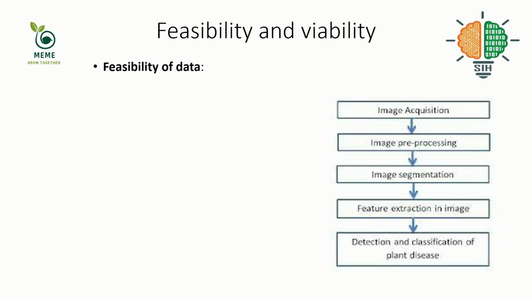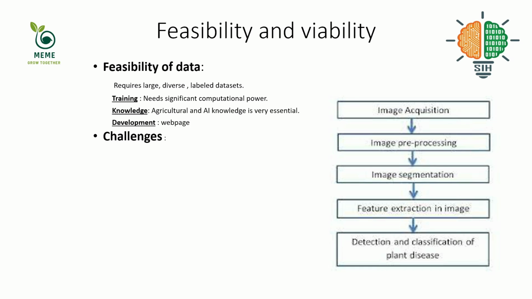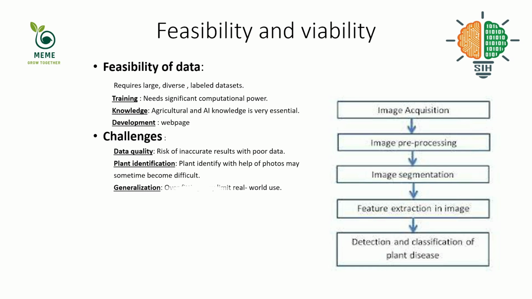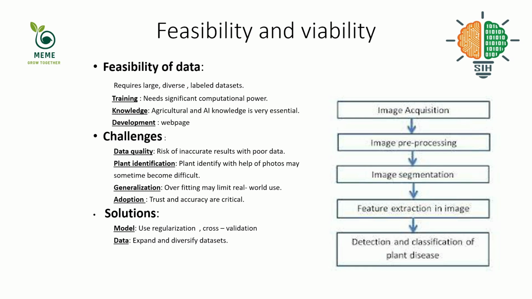The next step would be feasibility for the web page. This would require a large and diverse dataset to make the web page more realistic. The need for training the AI model with computational power is critical to complete the project successfully. We need to acquire adequate agricultural and AI knowledge so as to create user trust while addressing the challenges.